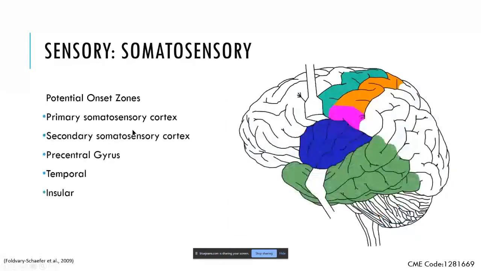Discrete distal unilateral sensations are most common and implicate the contralateral primary somatosensory cortex. Bilateral extremity or axial auras suggest involvement of secondary somatosensory cortex. Secondary somatosensory cortex is actually the portion of the cortex inferior to the primary somatosensory cortex in the operculum on the parietal lobe, highlighted here in pink.